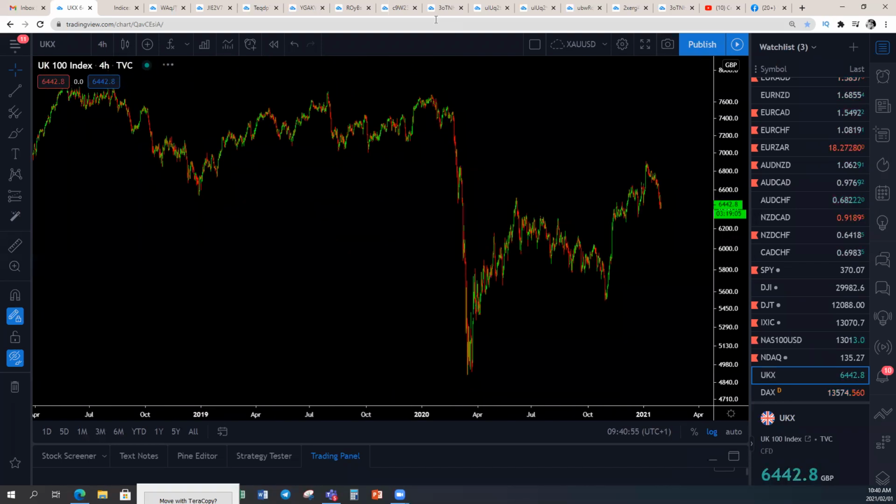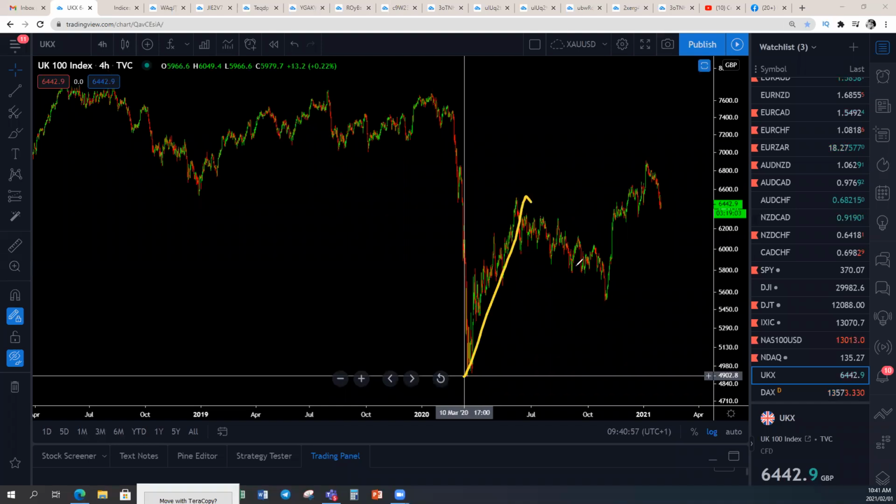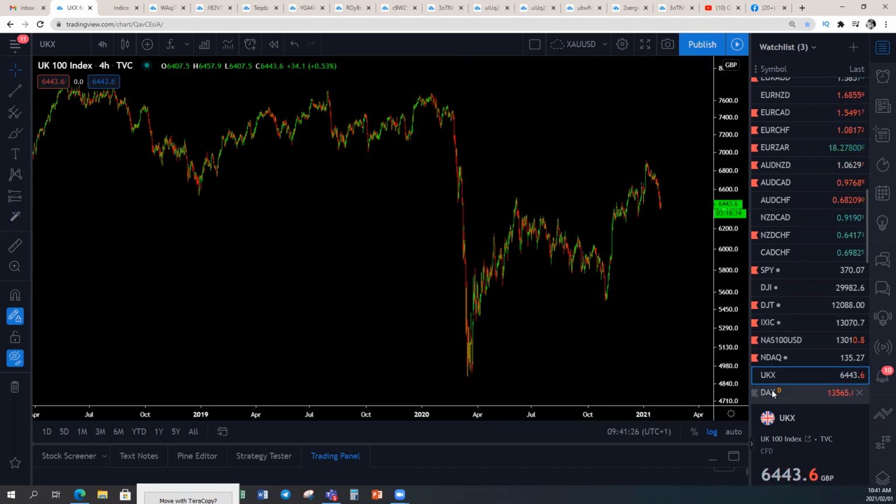So 2 things here. We have to confirm that this move has ended. If this move has ended, we will see by getting confirmation here to the downside. Otherwise, we could just be making this pullback here. This one being expanding flat, and then we'll see upside. So that will be a 1, 2, 3 up, 1, 2, 3 down, and 1, 2, 3 up before we resume to the downside. So let's watch current levels on the UK 100.